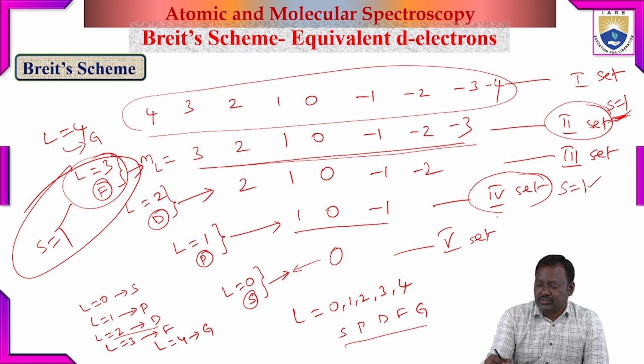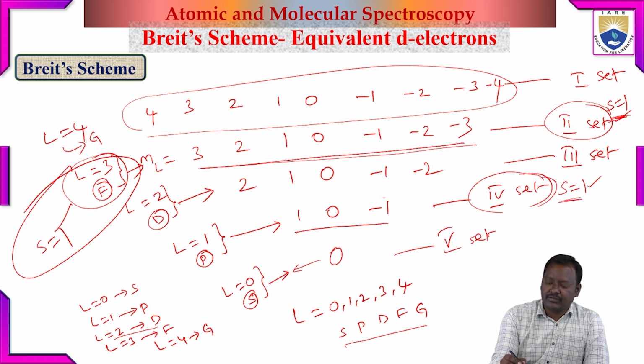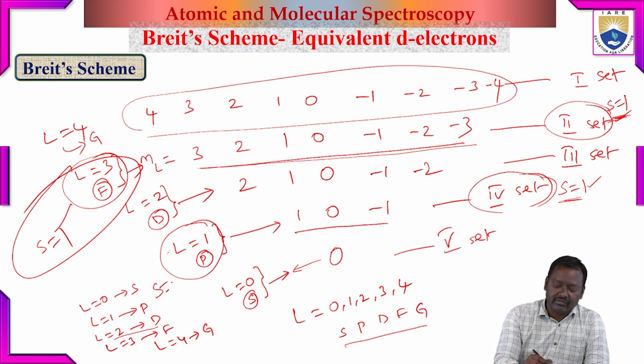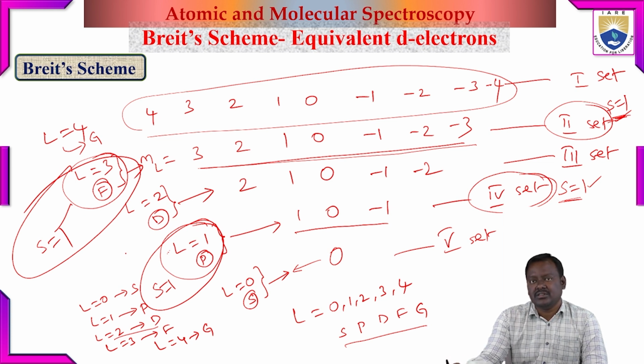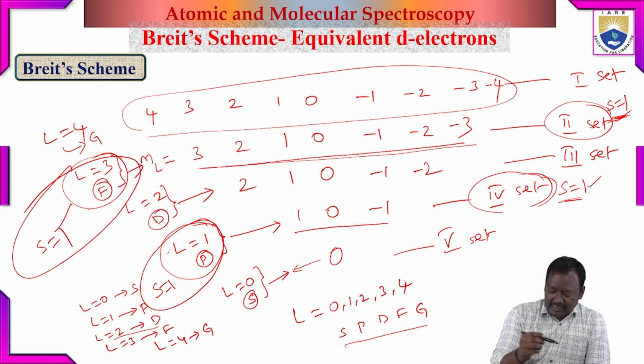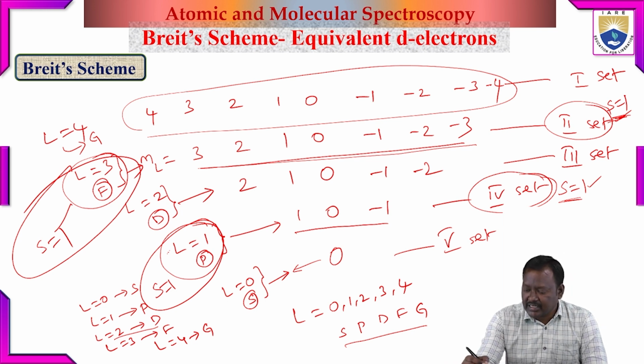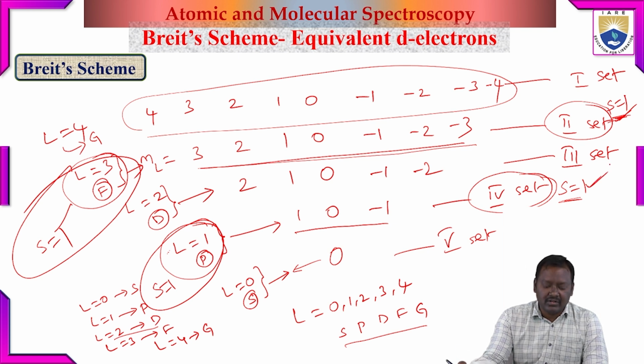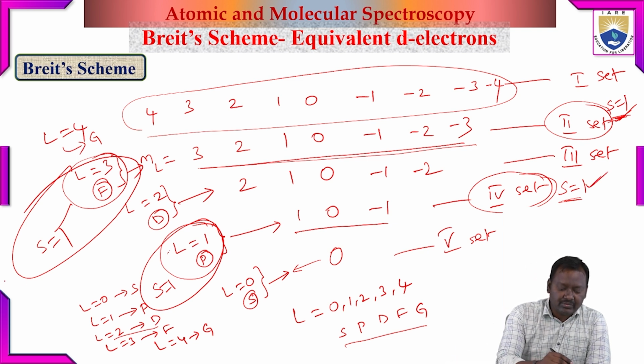And for the fourth set, S is equal to 1. Fourth set means here L equal to 1 and the spectral term is P. Here S value is 1, so this combination is possible. Okay, so let us see spectral terms for the second set and fourth set. These are the possible combinations.